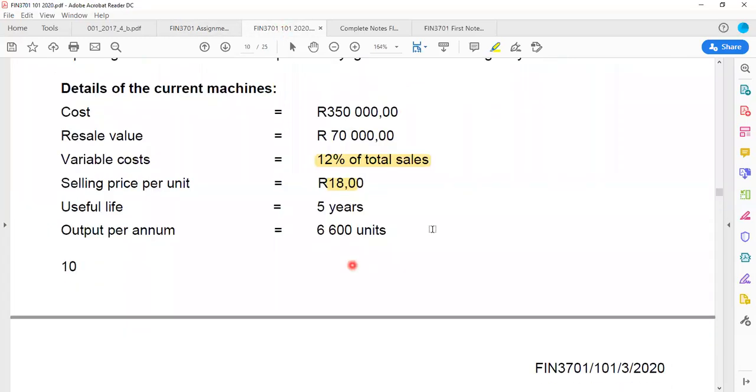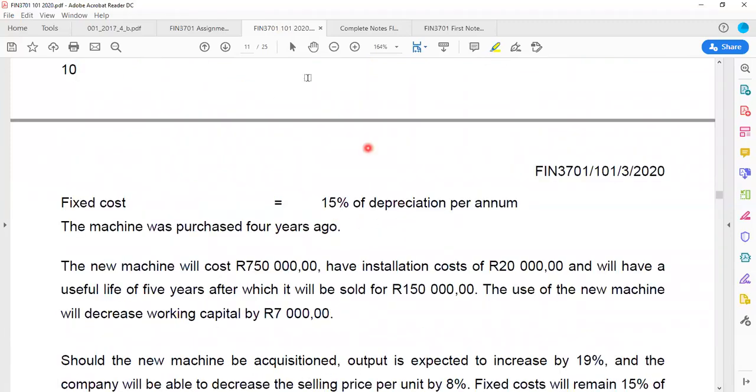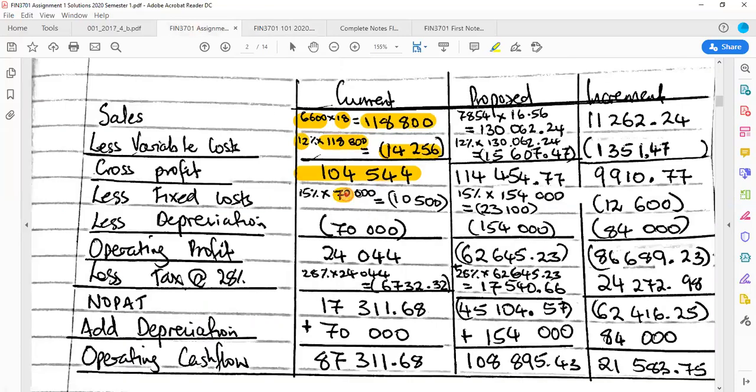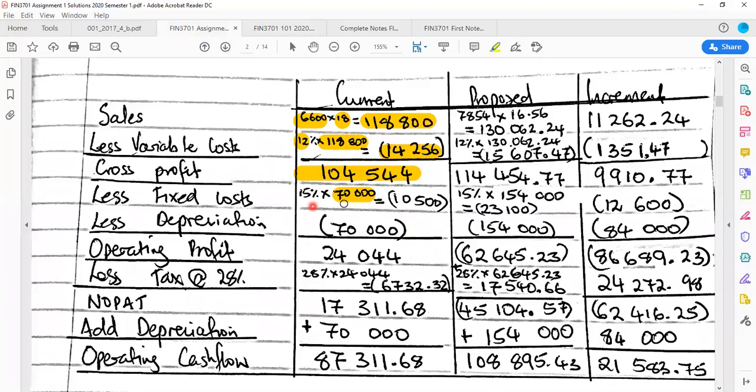We were told that our fixed expense is 15% of depreciation per annum. Remember, depreciation per annum is 70,000 Rand. I got this 70,000 Rand by simply taking the cost price of the asset divided by the useful life of the asset. 350 divided by 5 gives me 70,000. So that's the depreciation per year. I said 15% times the current depreciation per year, and it gave me 10,500.